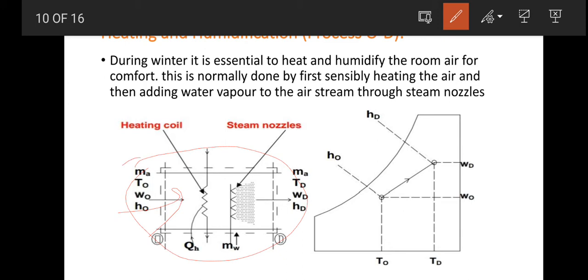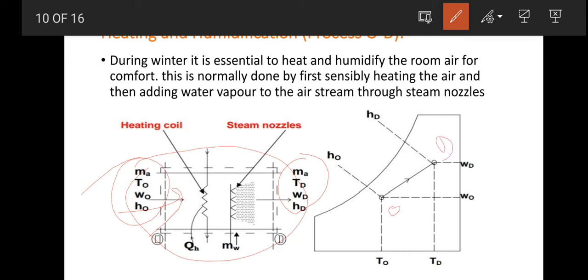So these are the initial conditions of the air. Ma, To, Wo and Ho: Ma is the mass flow of air, To is the dry bulb temperature of inlet air, Wo is the specific humidity of inlet air, and Ho is the enthalpy of inlet air. And if you see the outlet properties, mass flow of air Ma, the dry bulb temperature is Td, specific humidity Wd, and enthalpy Hd. This process will be plotted on the psychrometric chart like this. This is the O point and this is the D point.